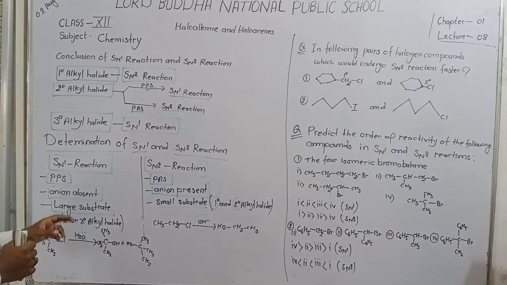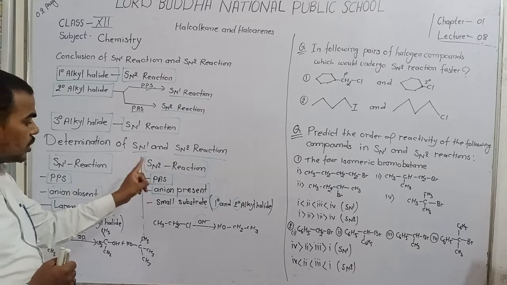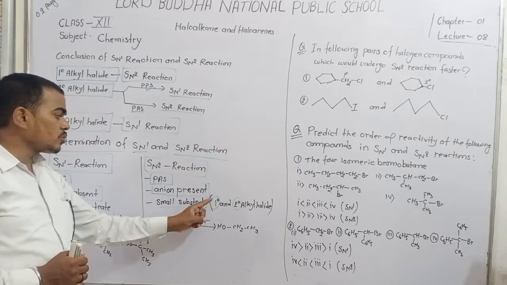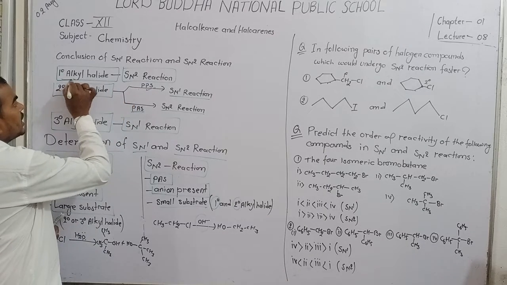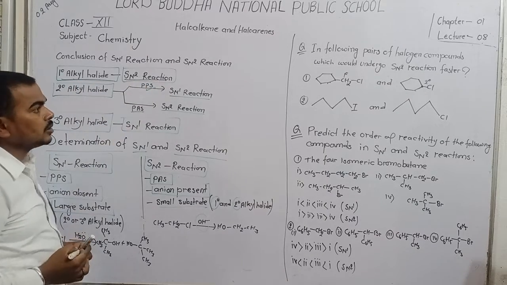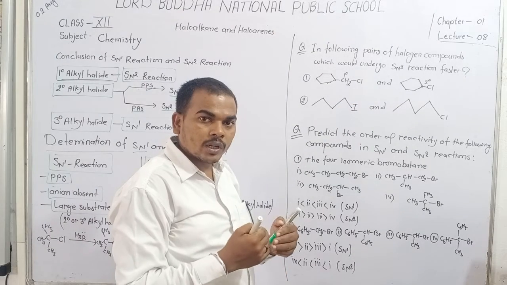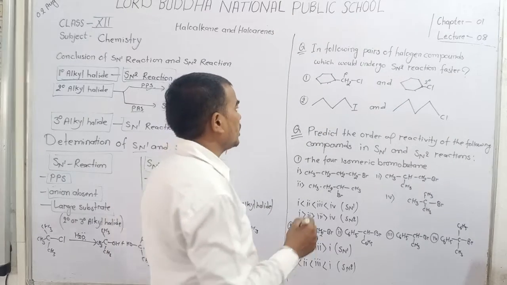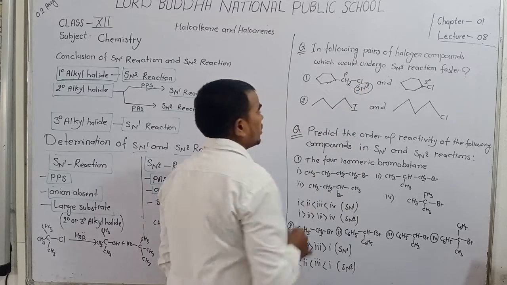Dear student, you know that SN1 reaction is favorable for 2 degree and 3 degree alkyl halide, but most favorable for 3 degree. But SN2 reaction is favorable for 1 degree and 2 degree alkyl halide, but most favorable for 1 degree alkyl halide. You study here: 1 degree alkyl halide is favorable for SN2 reaction. So here, 1 degree and 2 degree; as compared to 2 degree, 1 degree is most favorable for SN2 reaction. So this gives the SN2 reaction under the most favorable condition.